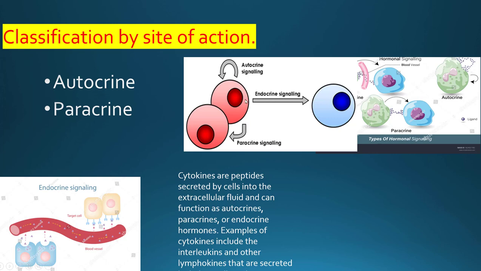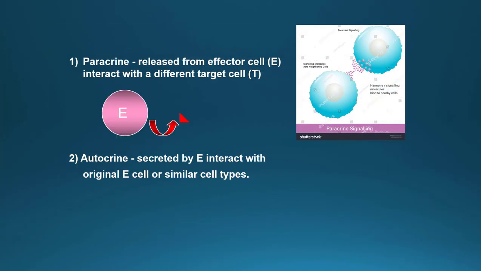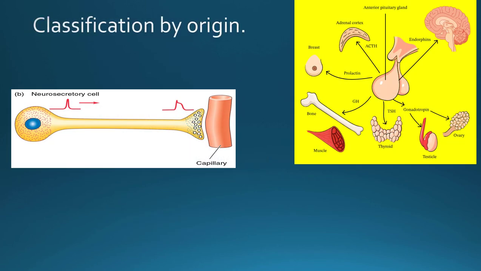Paracrine. Paracrines are hormones which, when they are produced, act on the nearby cells which are located in the premises of the cells which produce the hormone. Endocrine, we discussed that they are released into the blood vessel and act on a different site. Cytokines are peptides secreted by cells into the extracellular fluid and can function as autocrine, paracrine or endocrine hormones. Examples of cytokines include the interleukins and other lymphokines that are secreted. Paracrine, this is the effector cell and it produces the hormone and acts on the nearby cell. The target cell is in its premises. Autocrine, the cell which produces these hormones acts on the same cell.